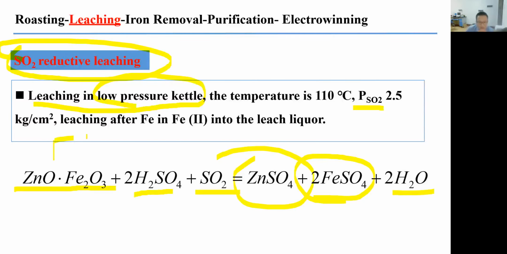And if we directly use acid or hot acid leaching, we are producing zinc 2 plus, zinc ions, and the ferric ion, so 3 plus. And the difference between those leaching processes will be the form of iron in the product. So here with SO2 or sulfur dioxide reductive leaching, we are producing ferrous ions. But if we are leaching directly with strong acid, we are producing ferric ions. So this is quite an important difference, and it has a strong influence on the following iron removal process.